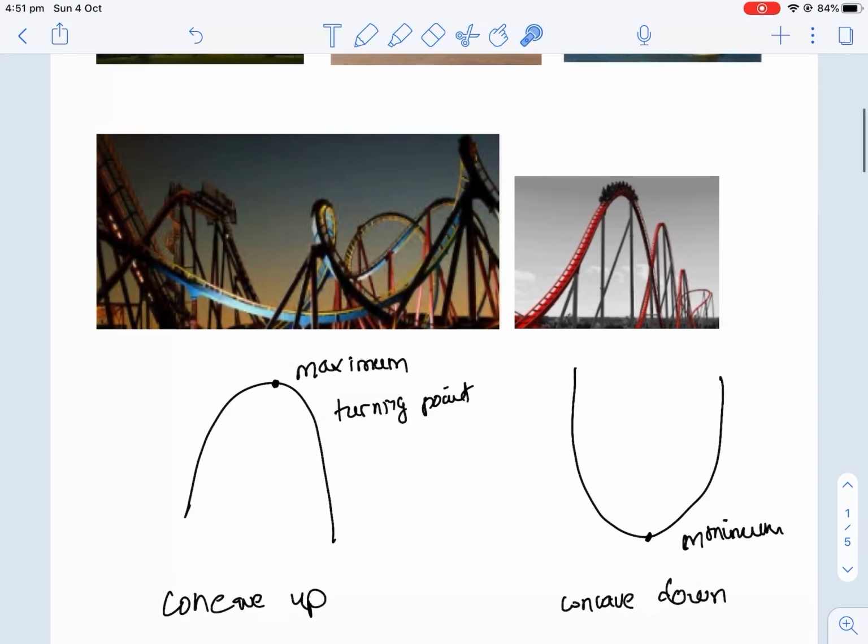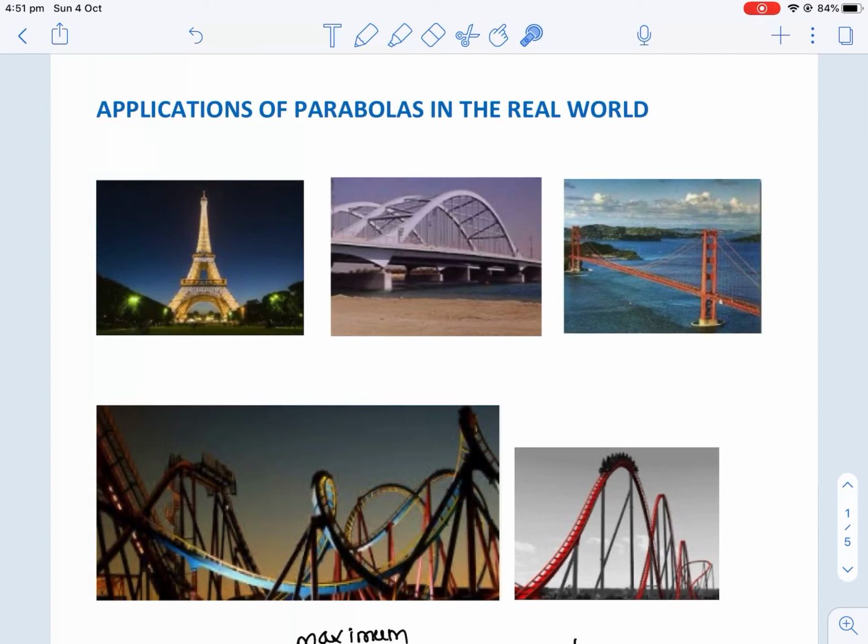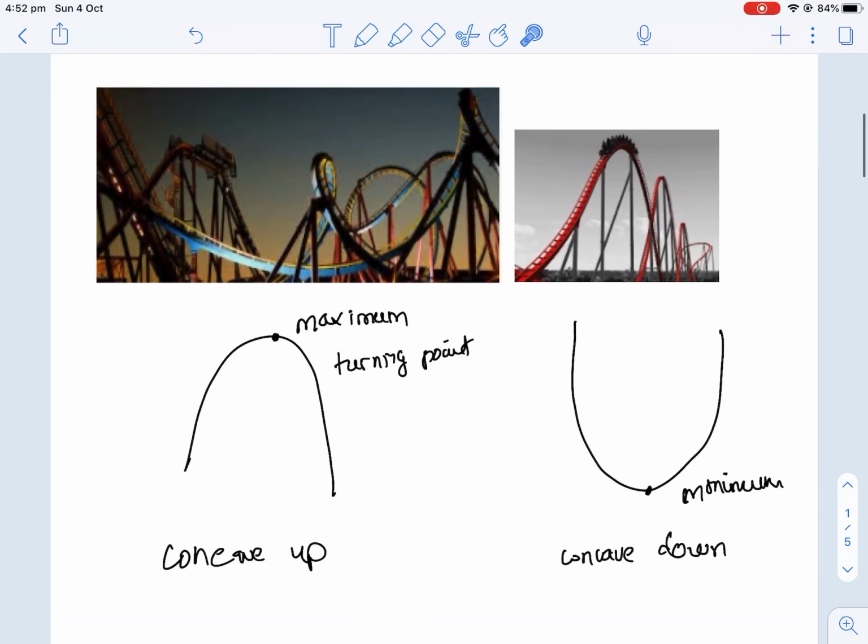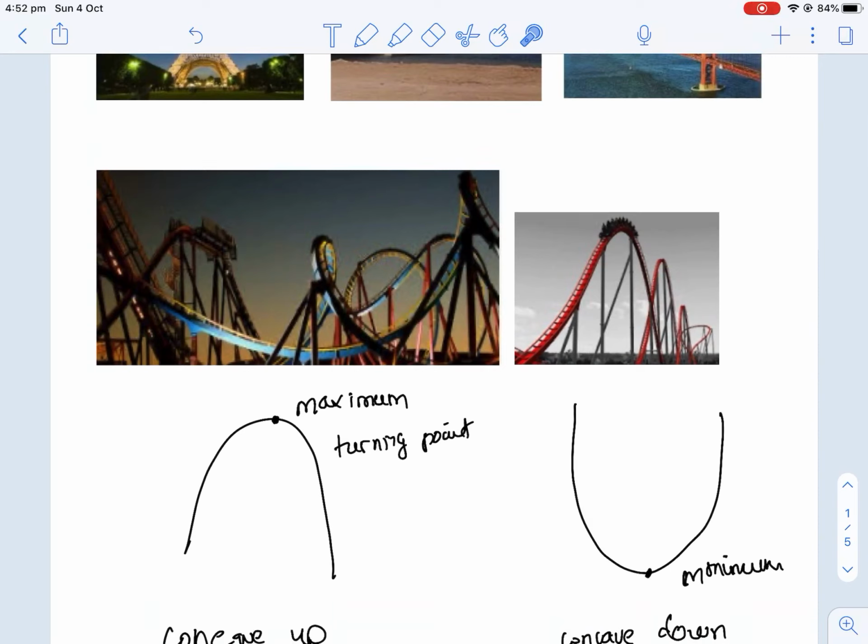You can see here, the bottom of the Eiffel Tower has the maximum shape of parabolas. The cables of this suspension bridge are combined together and create a parabola shape. And this one is the minimum parabola shape, and this one is the maximum parabola shape. This one, the roller coaster, has many shapes of parabolas from minimum to maximum. And this one, the roller coaster as well.